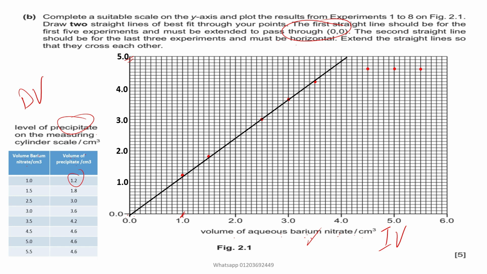Now for the last three experiments, number 6, 7 and 8, look, another line. They cross each other here at this point. Extend the straight lines so that they cross each other. We finish this question for 5 marks. Yes, right, good.